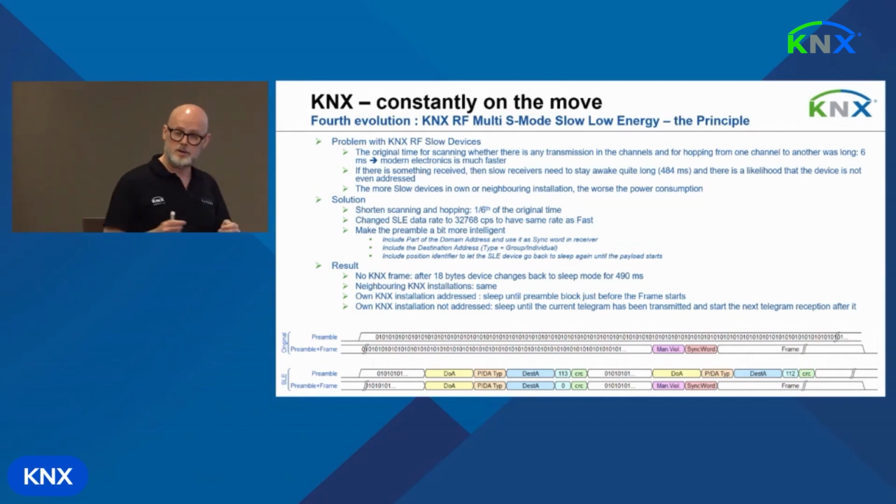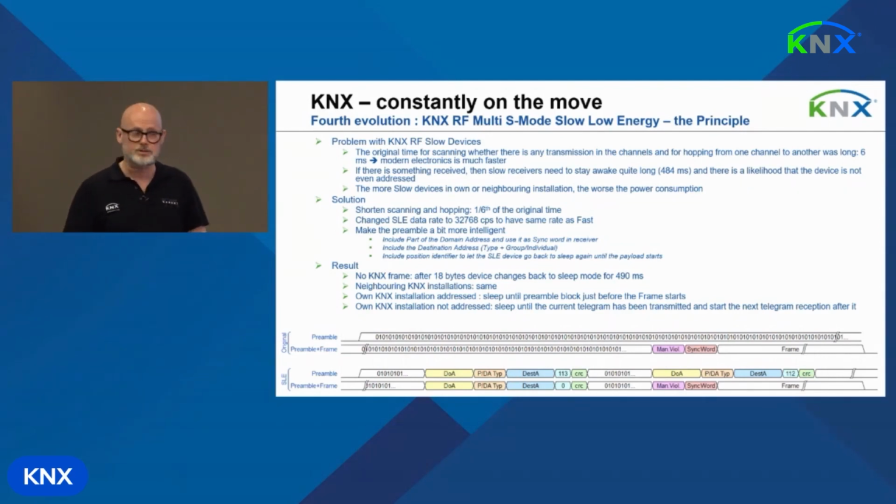So in the preamble, the domain address, or part of the domain address, was included. And also the destination address, the type as well as the group and the individual, was included in the preamble. So during the preamble, the device can already say, okay, I look at the first part of the domain address. This is not equivalent to mine, so I can go back to sleep. Or this appears not to be my group address, so I can go back to sleep.